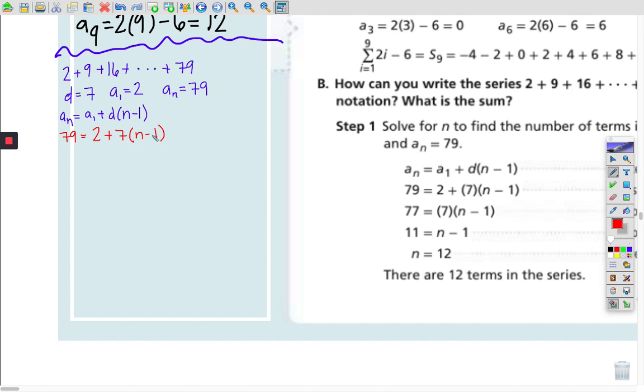All right, what do you think I'm going to do now to solve for n? Distributes, correct. 7n minus 7. Then we can combine like terms, right? So 79 is equal to 7n minus 5.